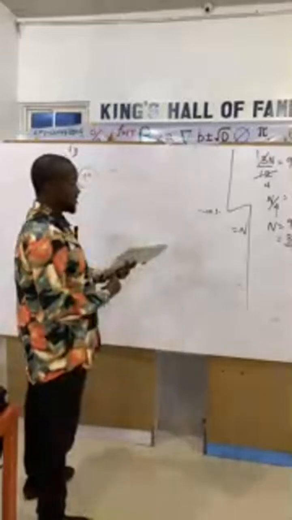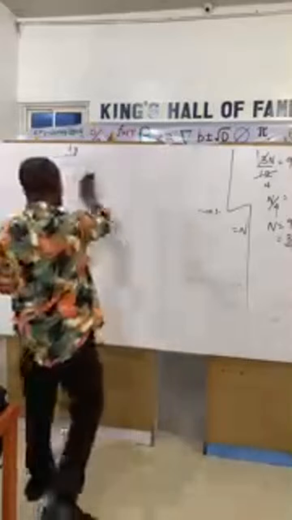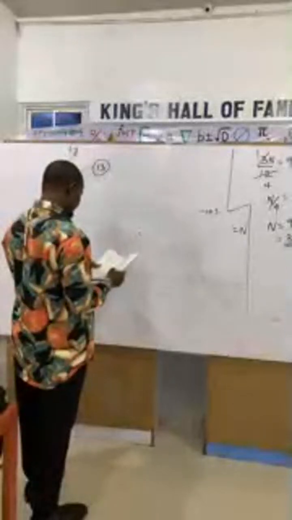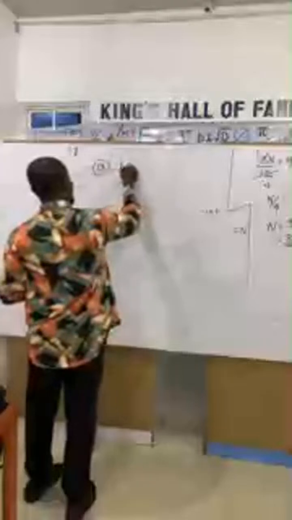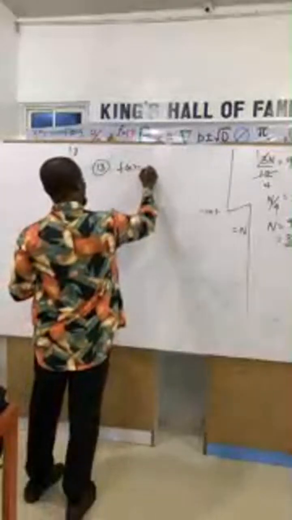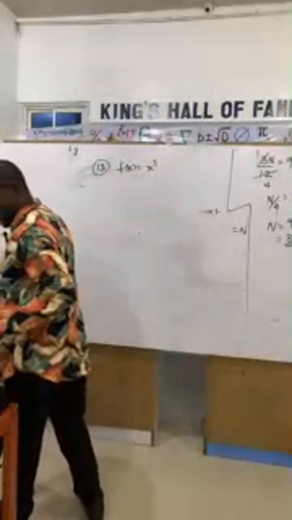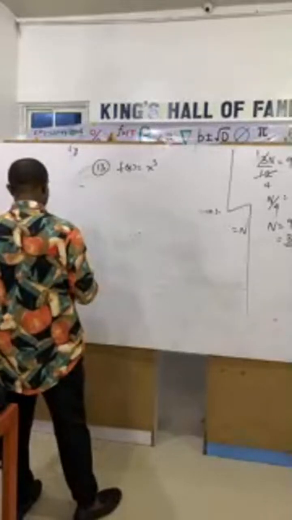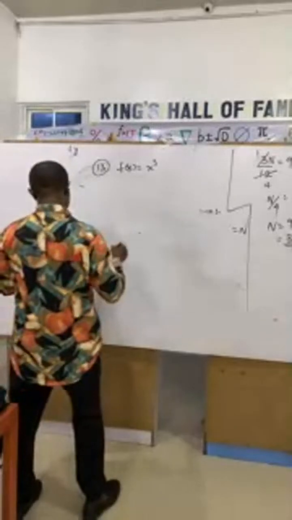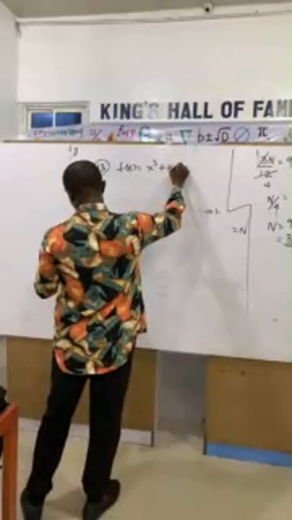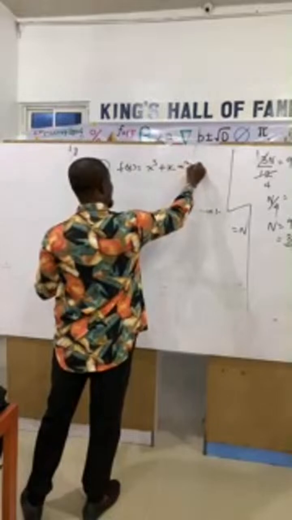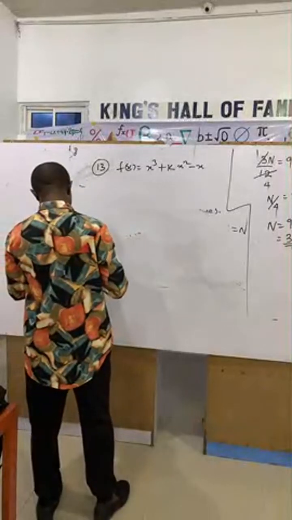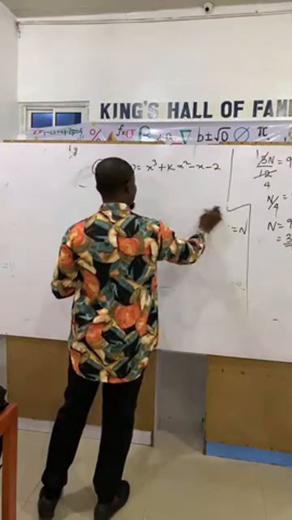So now let's go to question number 18. Question 18 says, f of x equals x cubed plus k x squared minus x minus 2. Find k.